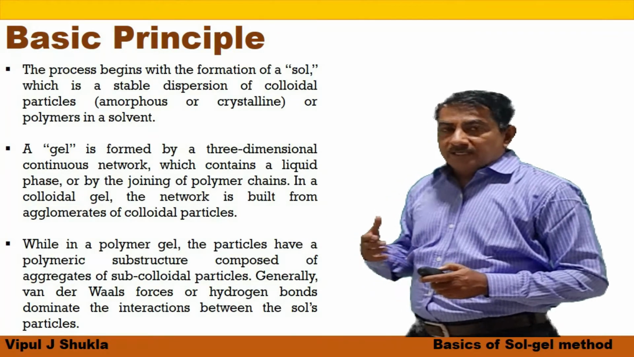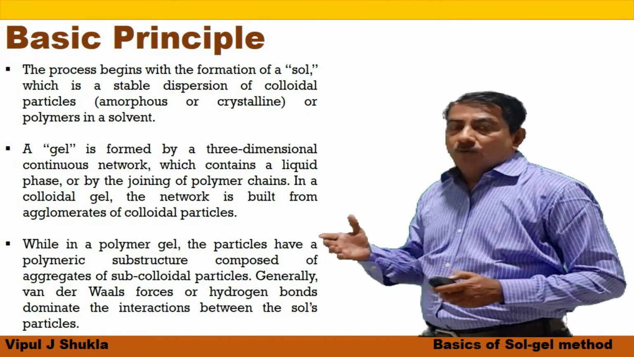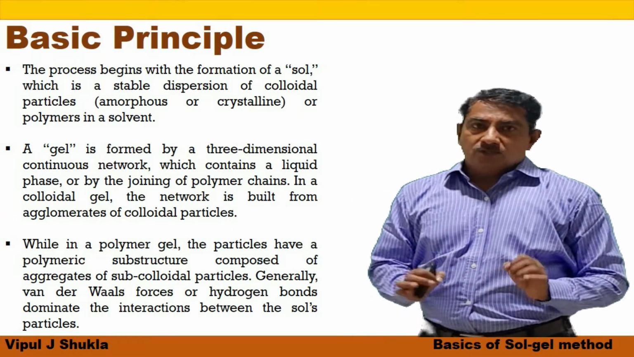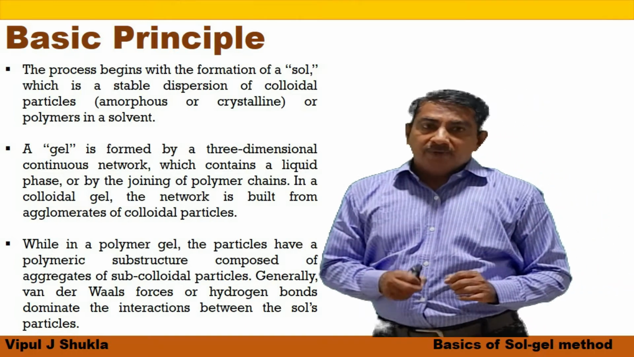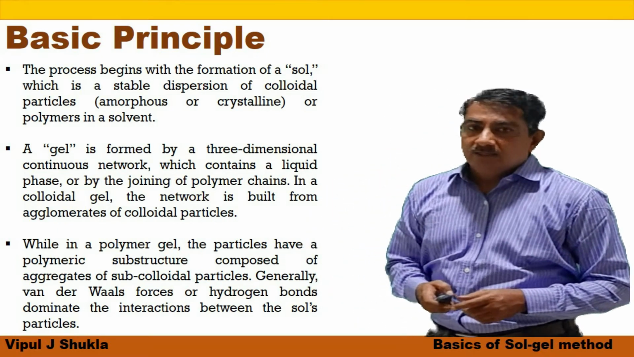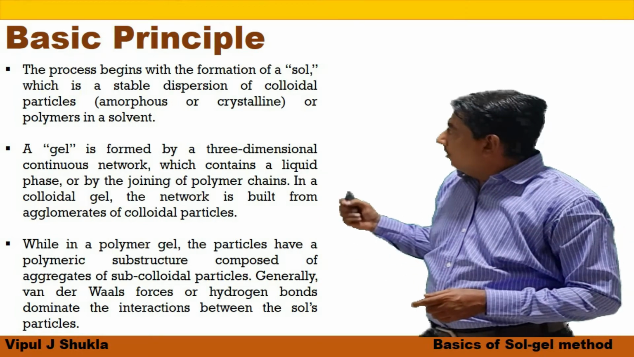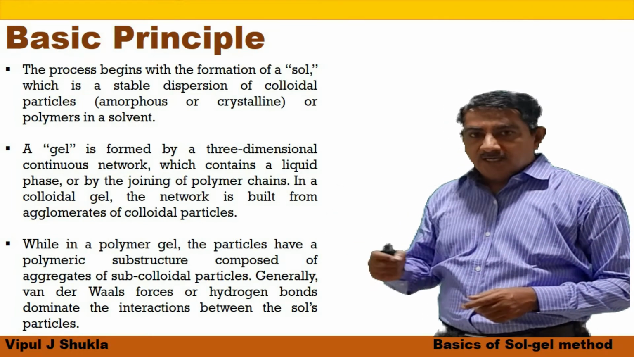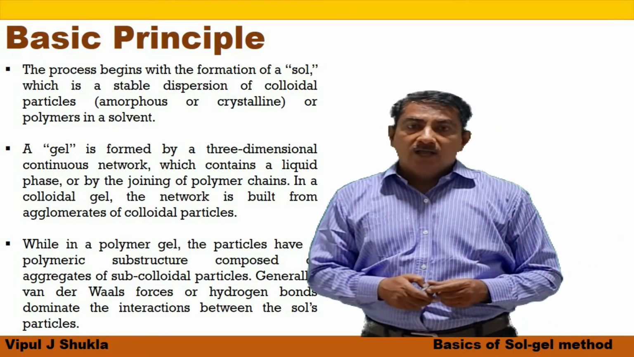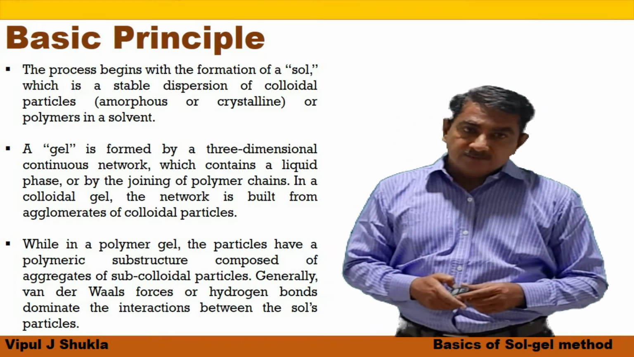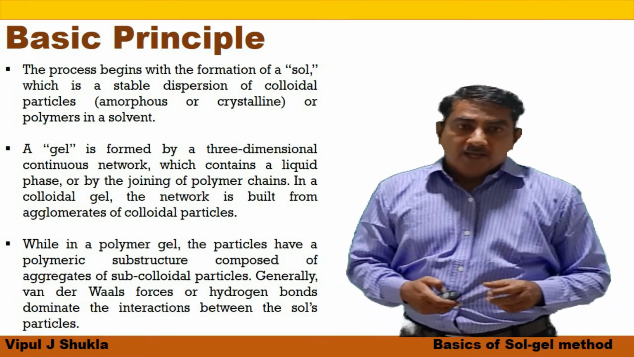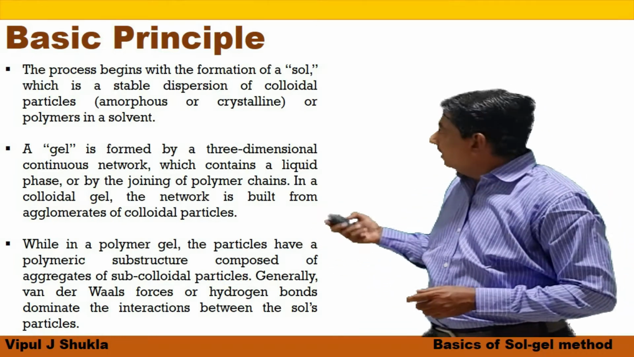So from the previous figure, what is the basic principle? The process begins with the formation of a sol, which is a stable dispersion of colloidal particles or polymers in a solvent. In sol-gel, a gel is formed by a three-dimensional continuous network which contains a liquid phase, or by the joining of polymer chains. In a colloidal gel, the network is built from agglomerations of colloidal particles.